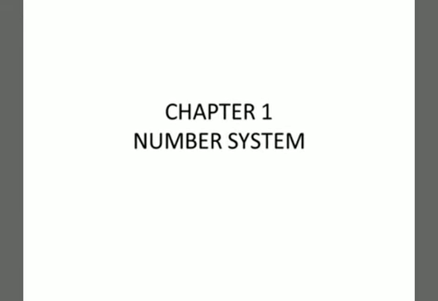Good morning students. Today we are going to see the continuation of chapter 1, number systems. Previously we have seen rational numbers between two rational numbers, irrational numbers on the number line, real numbers and their decimal expansion, and representing real numbers on the number line using successive magnification. Today we are going to see two concepts.